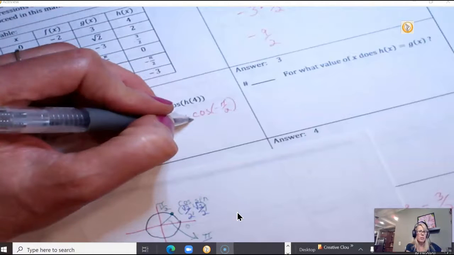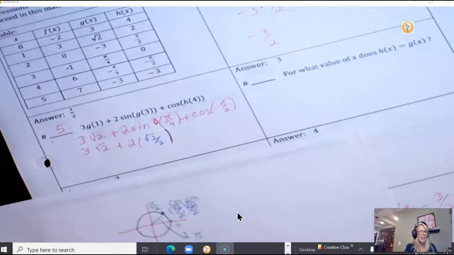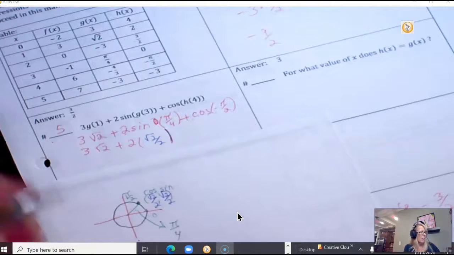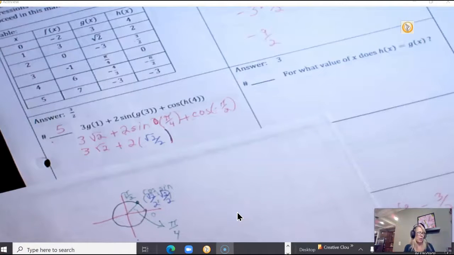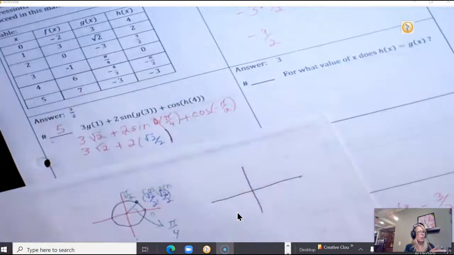Now, let's go to cosine. Cosine's a little different. I'm going to make a new unit circle so we can look at it, because it says negative pi over 2. So we are going backwards. How strange is that? Make another unit circle here.